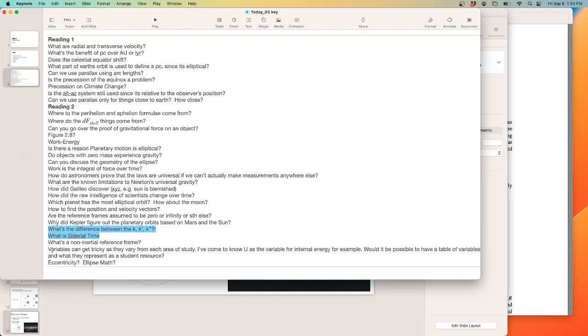I explained that. Okay, this is a good question. Variables can get tricky. Plenty of you, several of you are from engineering, and not all of you are from math or physics. So this is a known thing. For instance, this student has known U as the variable for internal energy. I do that too. Would it be possible to have a table of variables? Yes, that is a good idea. You should make one.